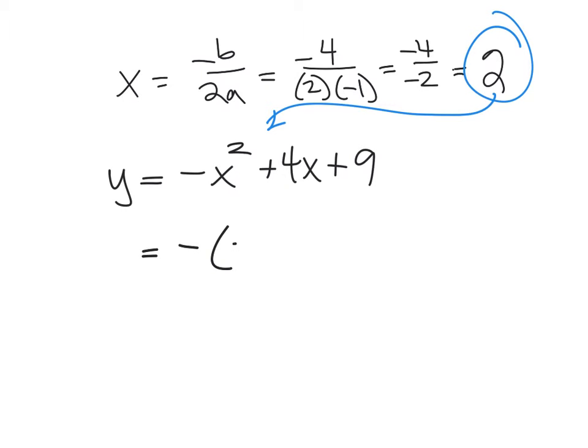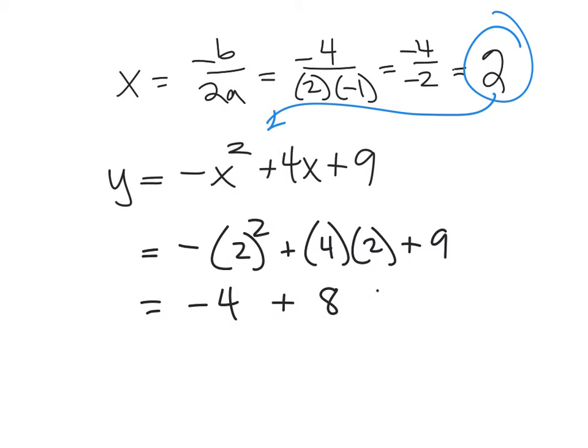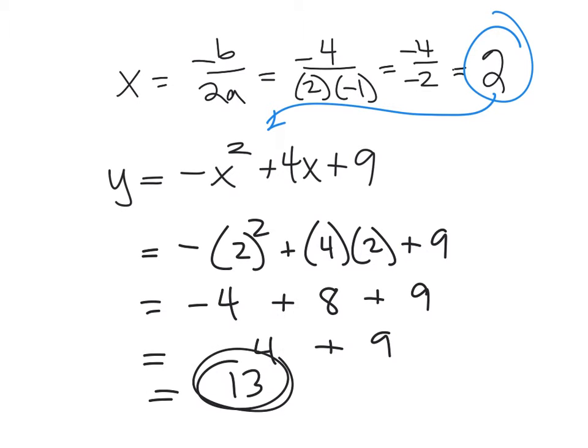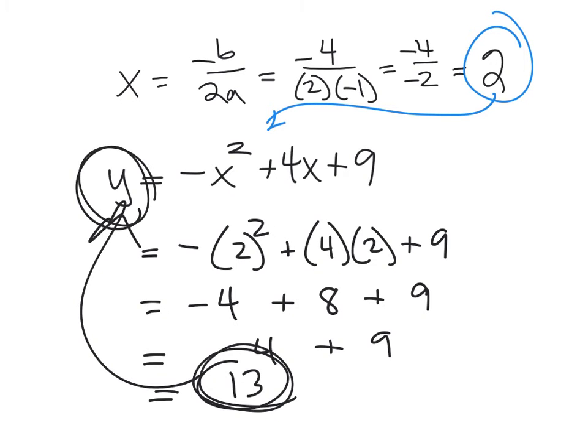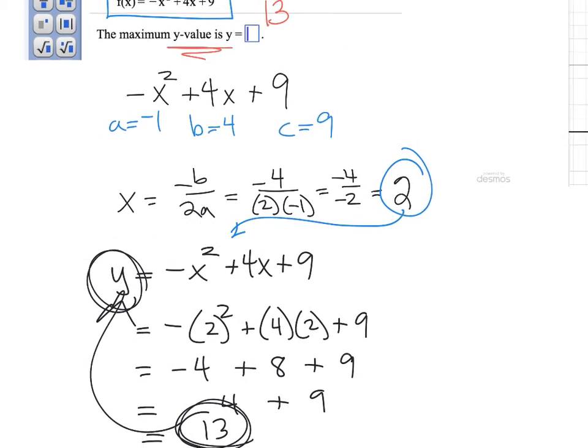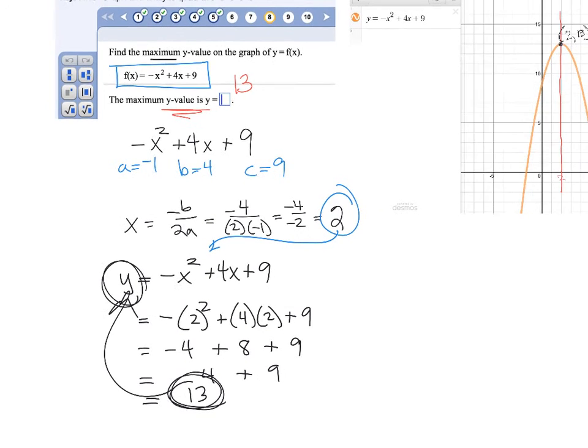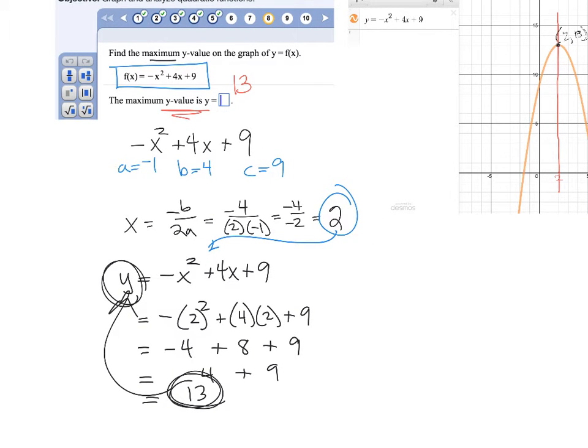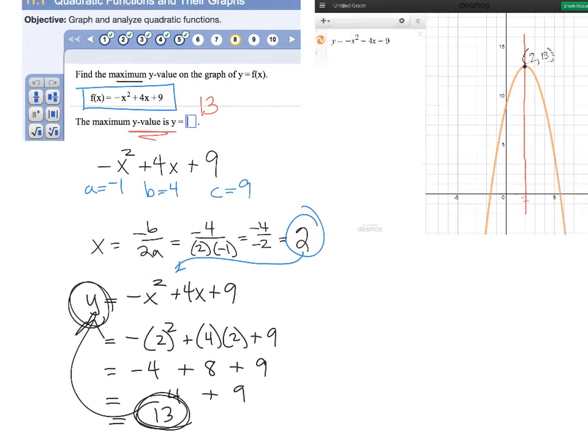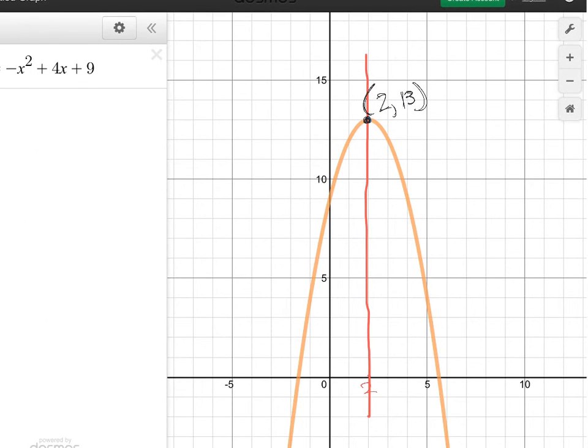So that gives us negative 2 squared plus 4 times 2 plus 9. And so you end up with negative 4 plus 8 plus 9. This becomes 4 plus 9, which is 13. So the y value is 13, and that is exactly what they're asking for. What is your maximum y value? We now know it's 13, although we kind of knew just by looking at the graph.